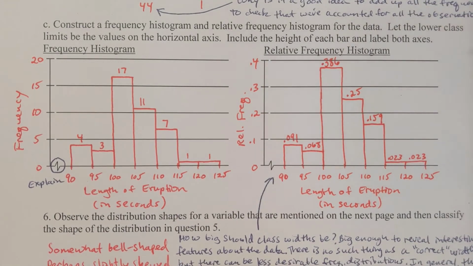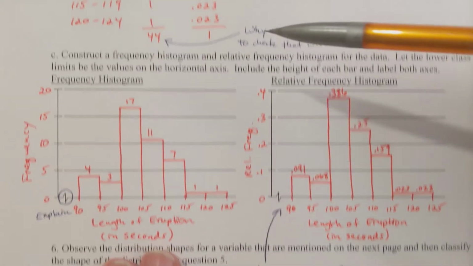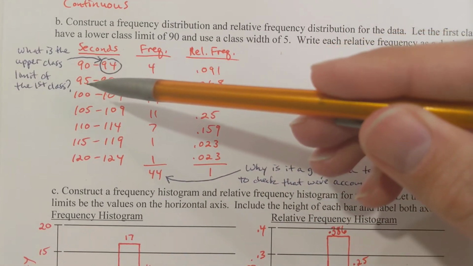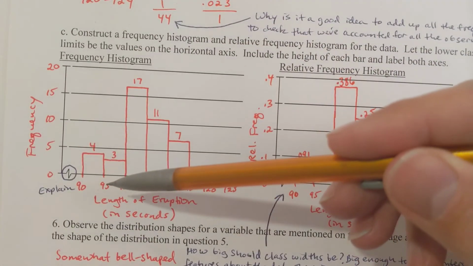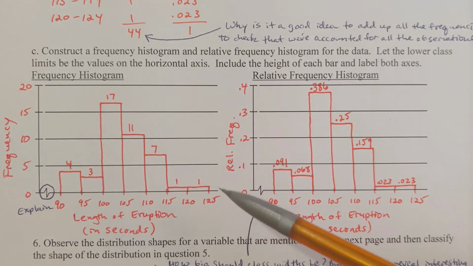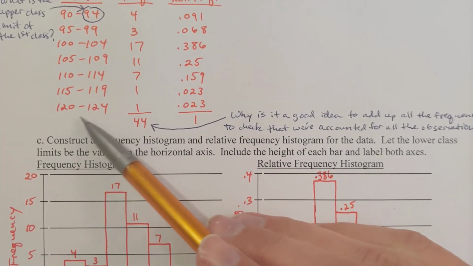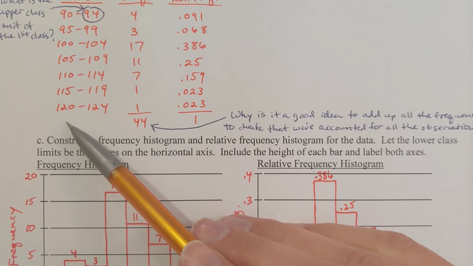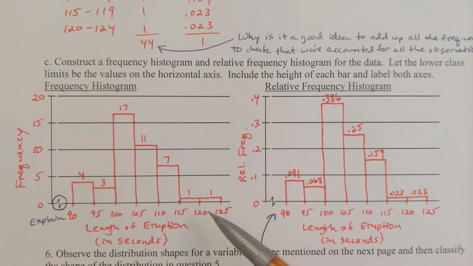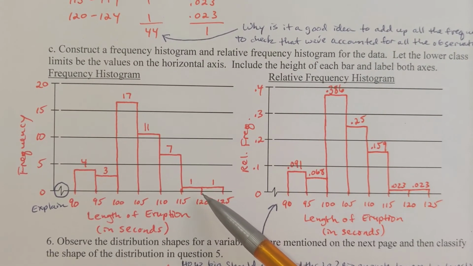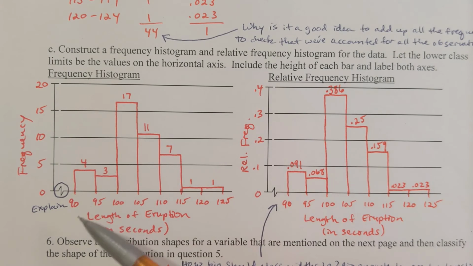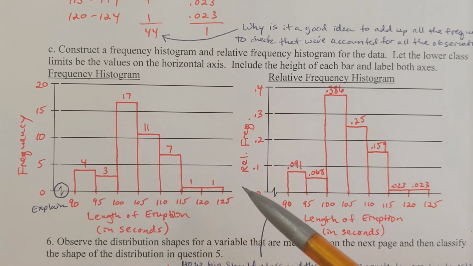So I need the lower class limits. Now those are all the values on the left side of each class. So I need 90, 95, 100, 105. Okay, and I've got that listed. And I keep going until I get to 125. Now 125 would be where the next class begins. I don't have a class that starts at 125, okay, but that would be where the next one begins. And so this last bar here is where I'm including everything in the 120 to 124 range, not 125. Okay, so the next number is just where the next bar begins.